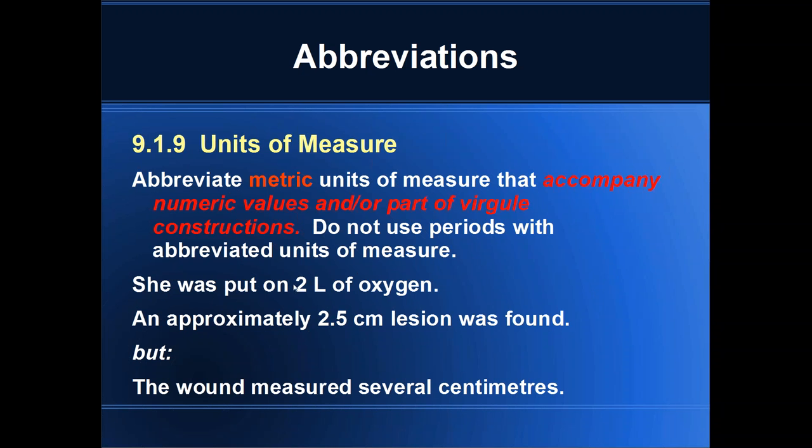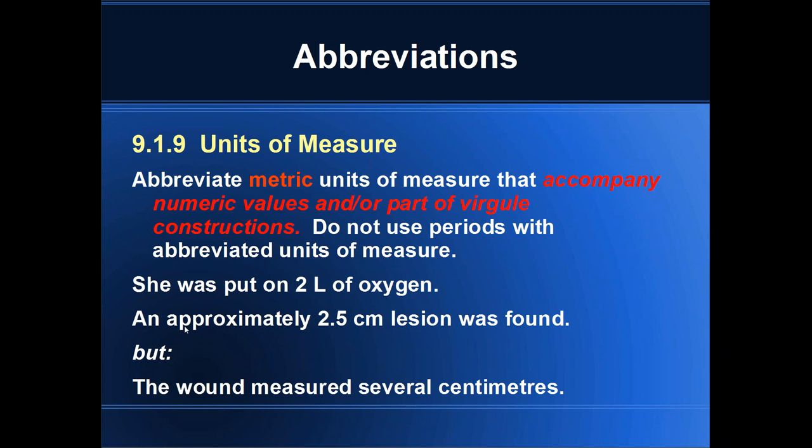So she was put on 2 liters of oxygen. And just for the record, in the Book of Style, the 2 and the liters are together, and they shouldn't be. It's an error. She was put on 2 liters of oxygen. So this is a metric unit of measure that accompanies a numeric value. Good. Okay, so we can use L for liter.